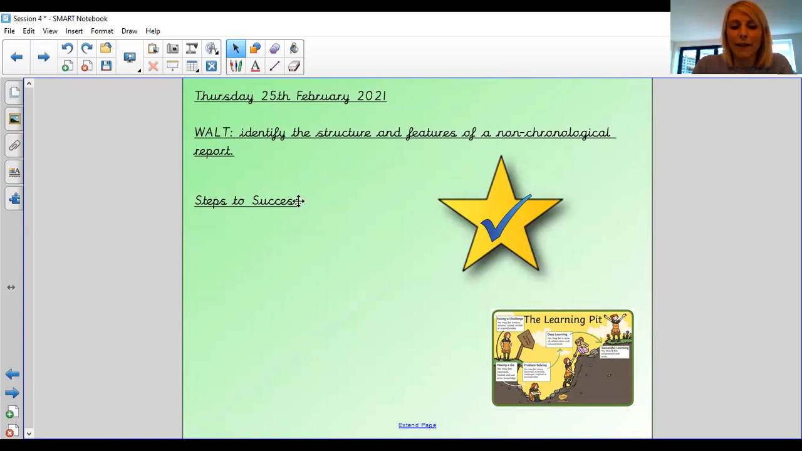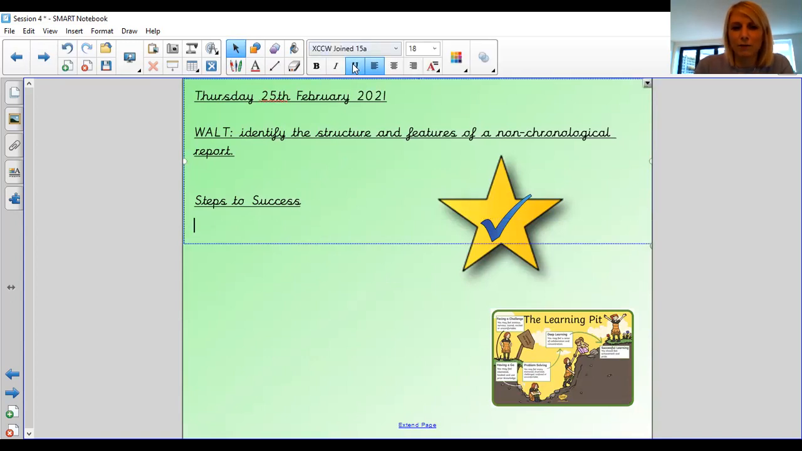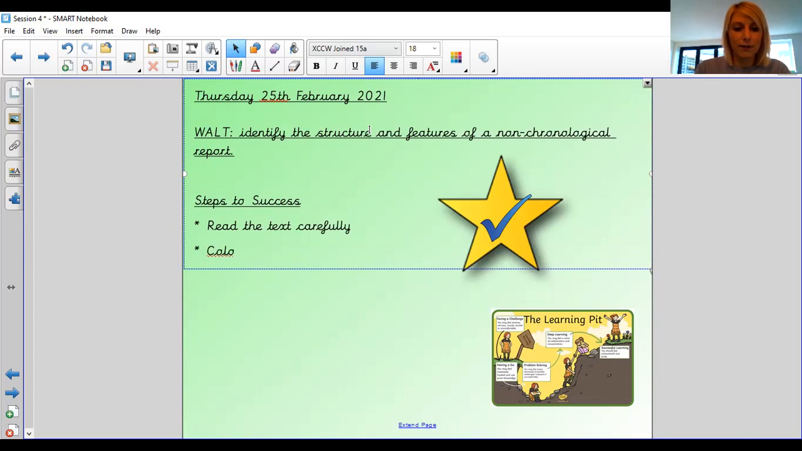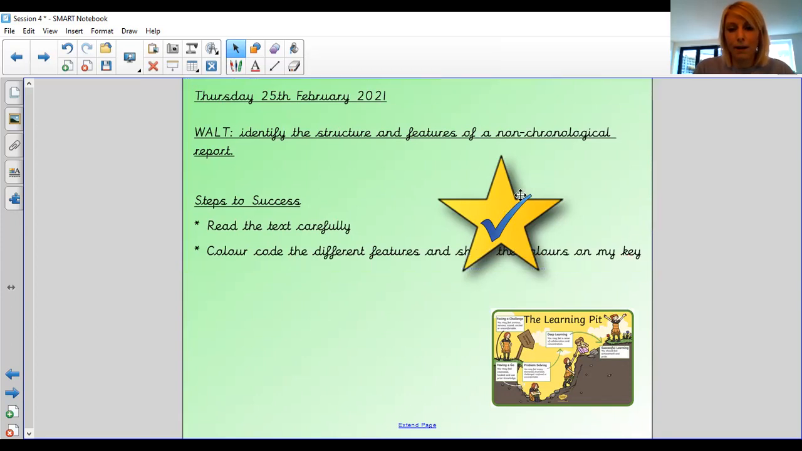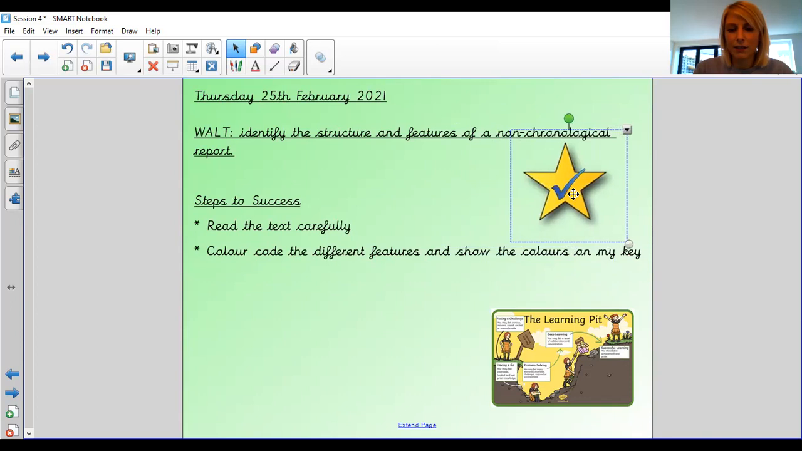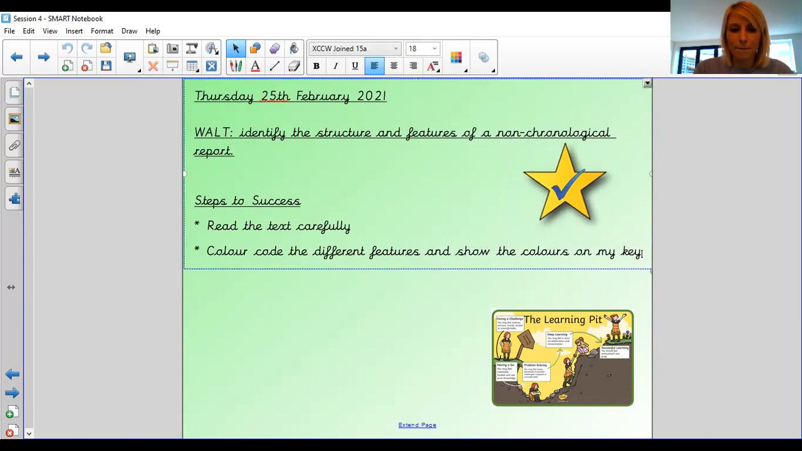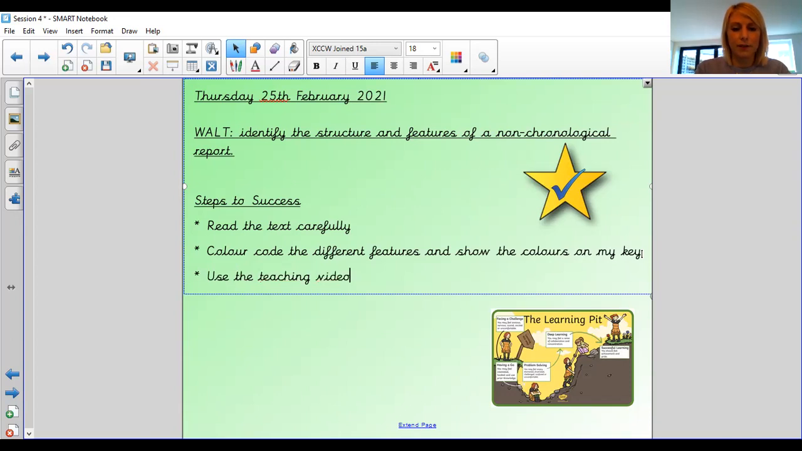So just give you a moment to think about that, and then I'll type up some steps to success that I think we should be looking for today. Okay, so I'm definitely going to need to read the text carefully, aren't I? I'm going to need to color code the different features and show the colors on my key. What else am I going to need to do? So I'm reading carefully, color coding the different features. So I'm going to say use the teaching video to remind myself what each feature is.